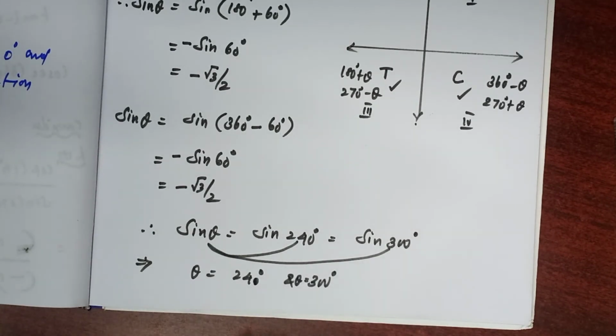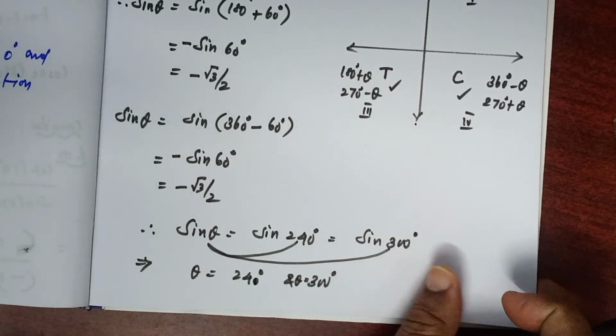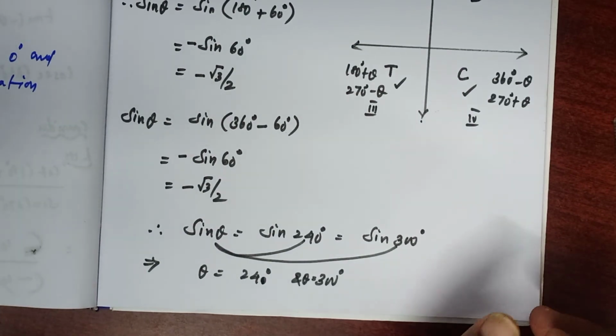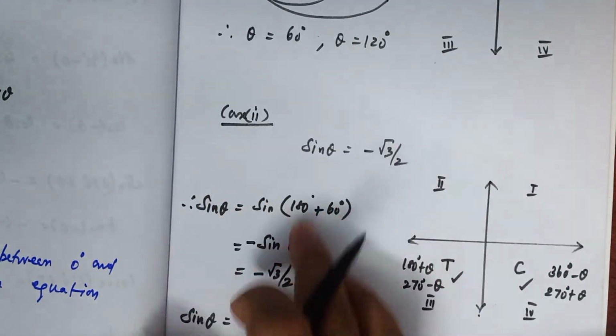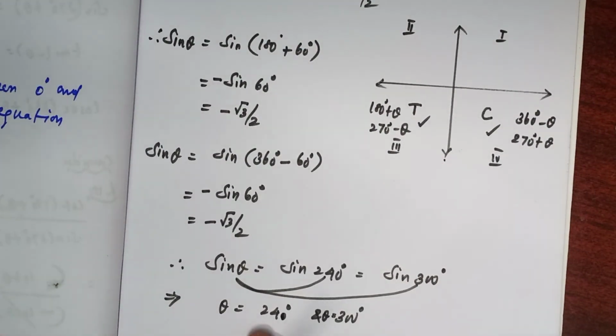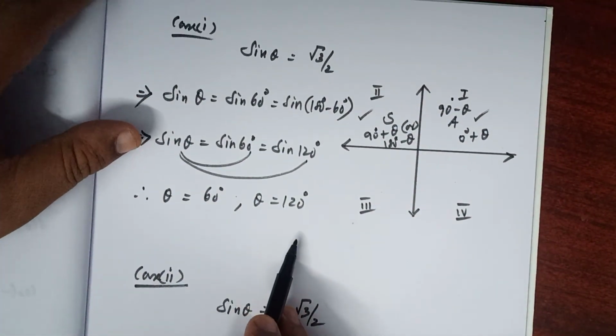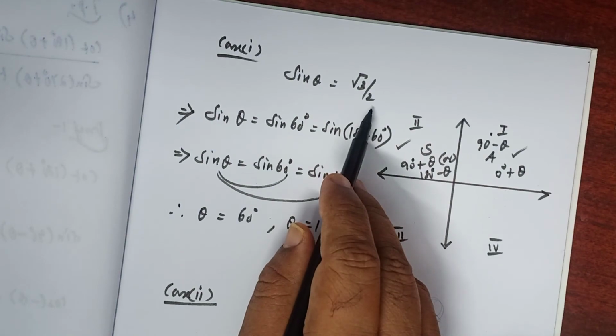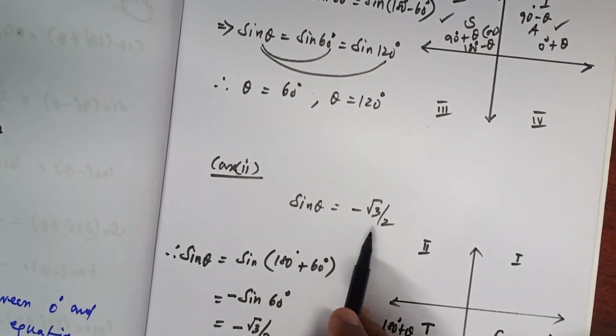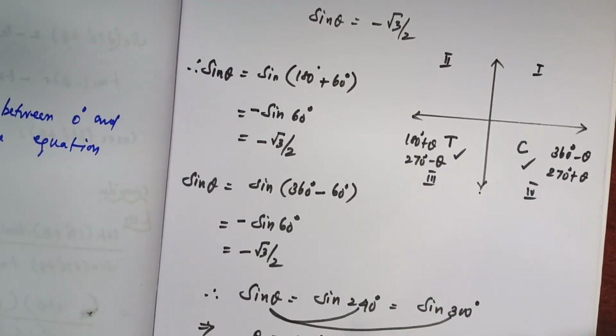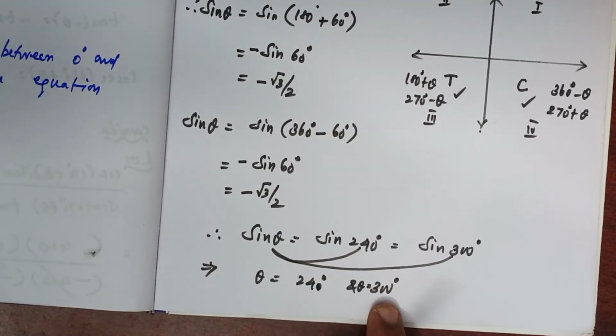So the question: find all the angles between 0 degrees and 360 degrees which satisfy the equation sin squared theta equals 3 by 4. In the book, the answer given is only 60 degrees and 120 degrees. That's wrong. You have to include these two angles, 240 degrees and 300 degrees. 60 degrees and 120 degrees are only for sin theta equals root 3 by 2. Here for sin theta equals minus root 3 by 2, you are getting two different angles. What are they? 240 degrees and 300 degrees.